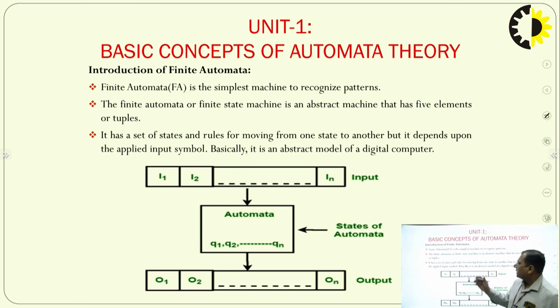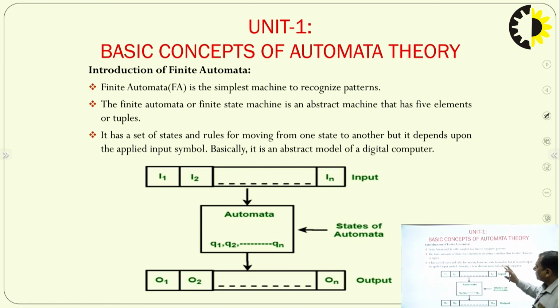Now we'll move to the next topic, introduction to finite automata. What is the finite automata? How will we define the finite automata? Finite automata is the simplest machine that is used to recognize patterns. कोई भी पैटर्न होता है तो उसको रिकॉग्नाइज करने के लिए वी कैन यूज द फाइनाइट ऑटोमेटा, is the simple machine that we have. The finite automata or finite state machine is an abstract machine that has 5 elements or tuples. तो फाइनाइट ऑटोमेटा के अंदर ऐसी मशीन है जिसके अंदर 5 एलिमेंट्स होंगे, and in the technical language these elements are called tuples. तो हम टपल्स ही बोलेंगे, ठीक है.